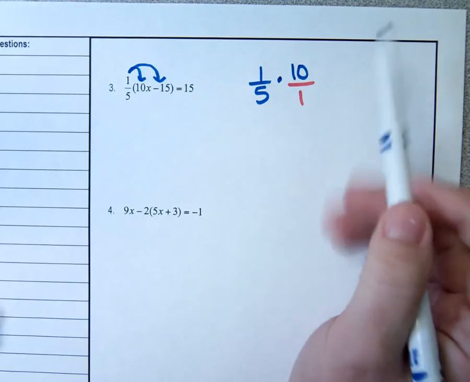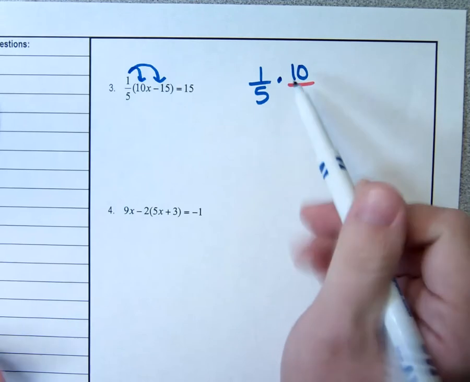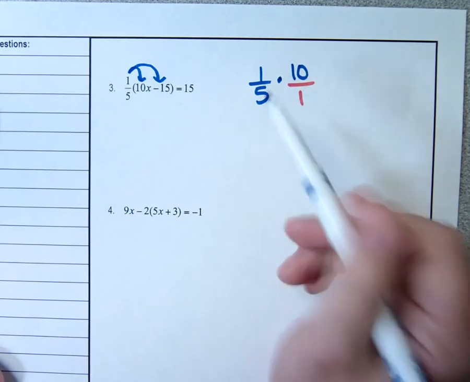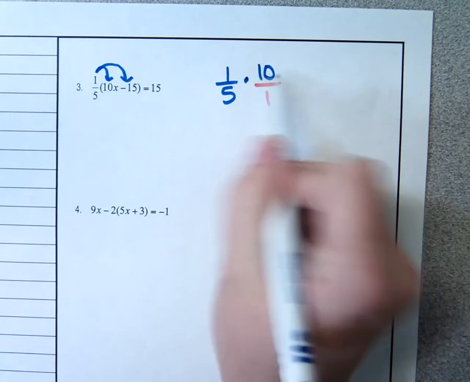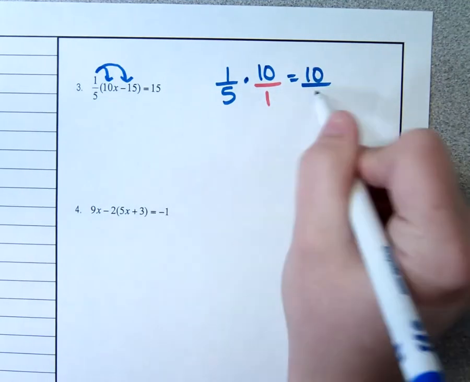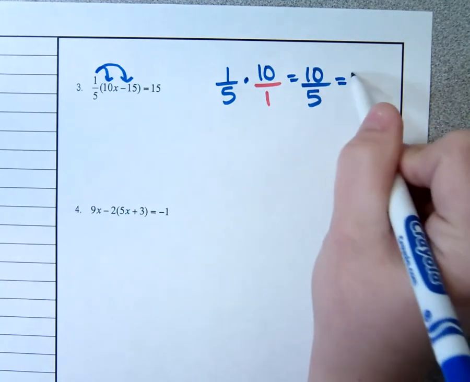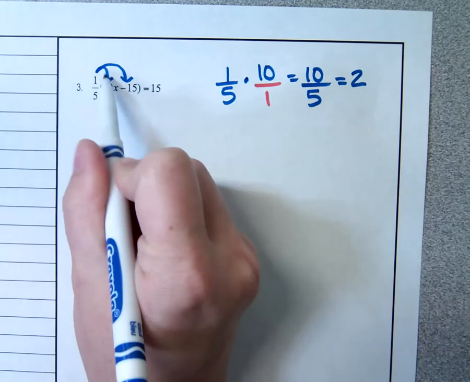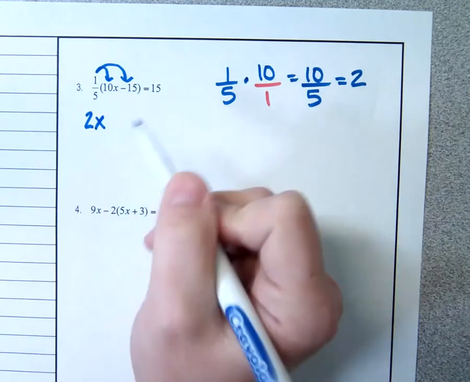Now, multiplying fractions, that's easy. I can multiply straight across, then reduce, or I could reduce on the diagonal first. I'm going to show you both ways, just in case you don't remember. 1 times 10 makes 10. 5 times 1 makes 5. Reduce. 10 divided by 5 makes 2. So 1/5 times 10x is 2x.